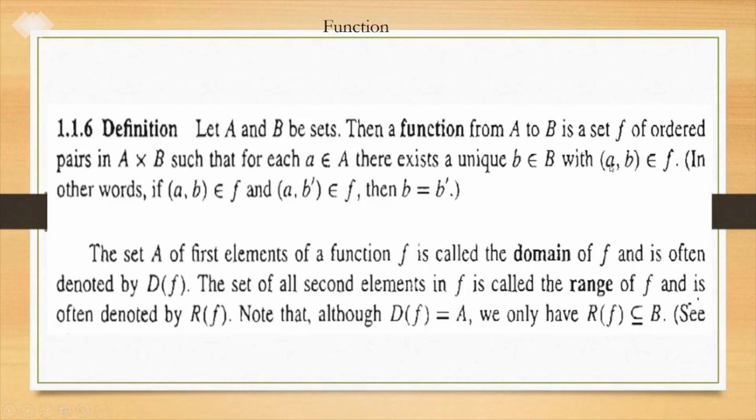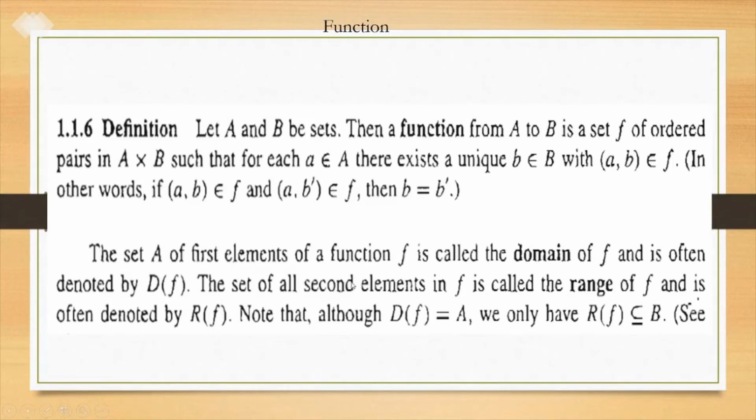B is an image of A, right? B is an image of A. So such that for each a in A, there is a unique b in B with (a, b) belongs to F means what? For each element in that relation F, there is a unique image in B. So it means every element has an image, and that image is unique. So that is called a function.